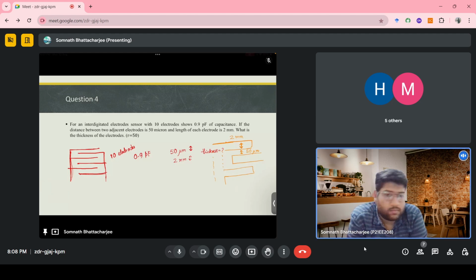How can we measure this? I've got the number of electrodes, the number of electrodes is 10. How to measure this? So maybe I'll give a hint. Maybe the capacitance of this whole structure is calculated by using this formula.